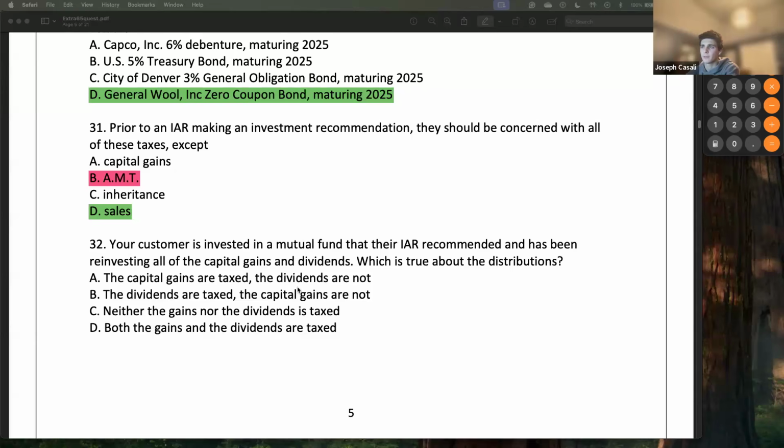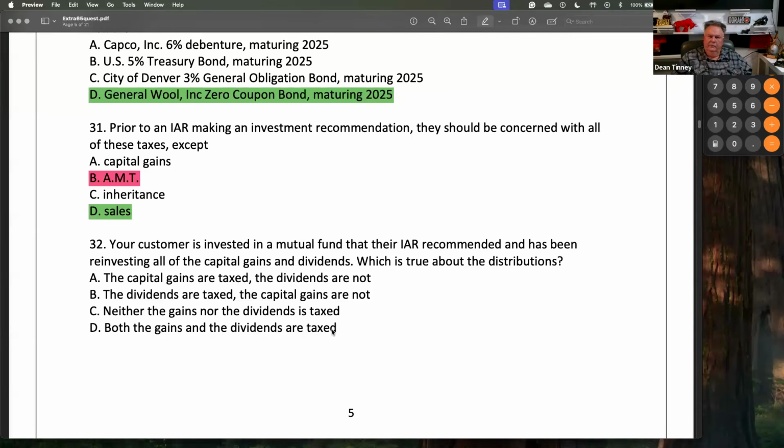Are they both taxed? Right on, right on. That's very testable. Very testable.